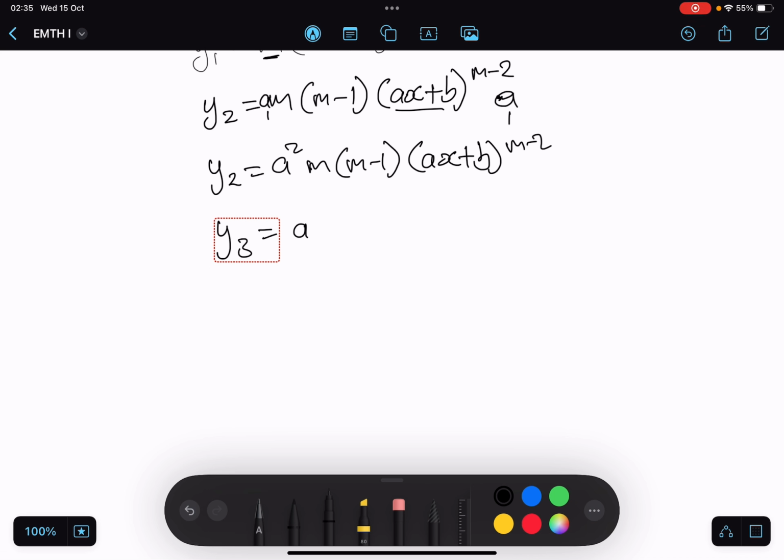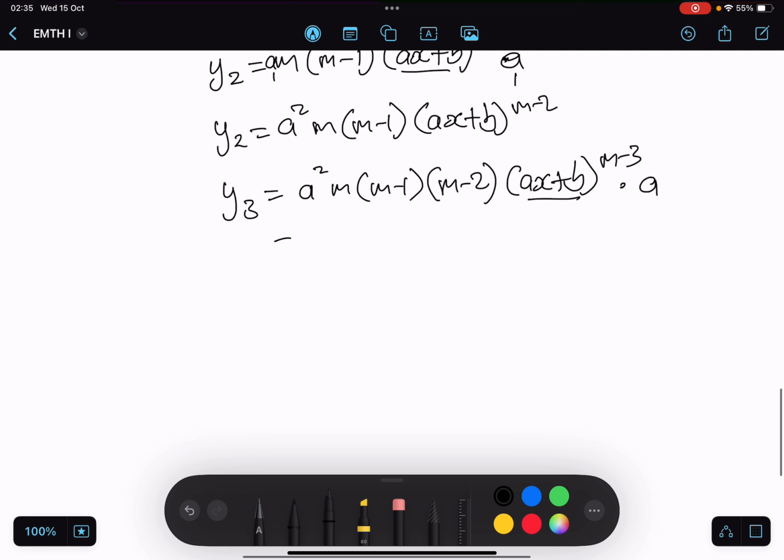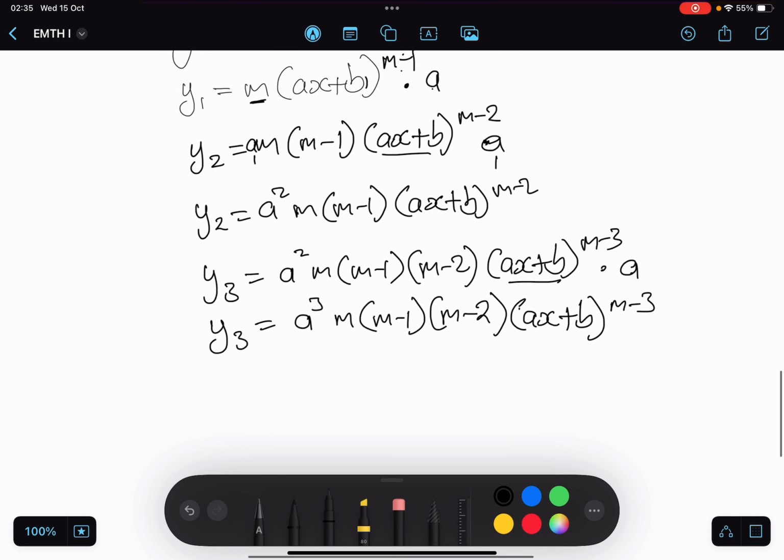Take down the power, you have a squared, m minus 1, and then you're going to have m minus 2, ax plus b, and then m minus 3 times the first derivative of what is inside, which is a. And then if you simplify this, you're going to get a times a squared is a cubed, m minus 1, m minus 2, we have ax plus b to the power m minus 3. So now let's look at the pattern.